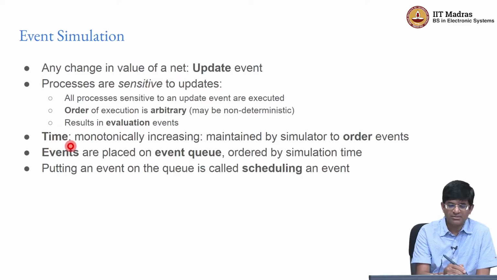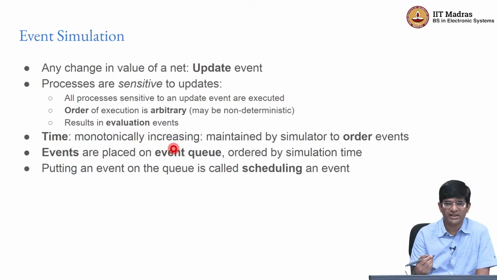Time by itself is something which is maintained by the simulator as a number. It's a monotonically increasing quantity, so usually we think of it as some kind of an integer which is basically increasing, and it has some kind of resolution, which is the time precision that we specify in the timescale. This is used in order to order events. I can decide whether one event happened before or after another event based on the time at which the events occurred. All events that occur are placed on an event queue ordered by the simulation time, so that, as I said, first in, first out.